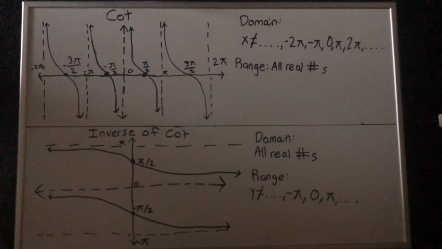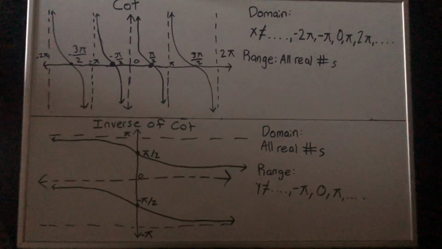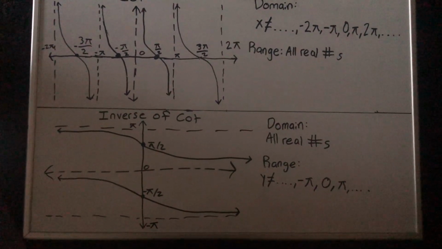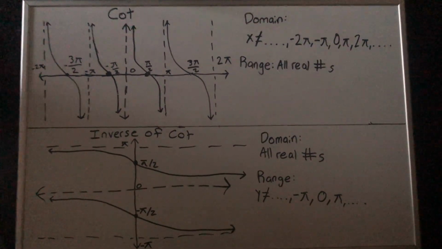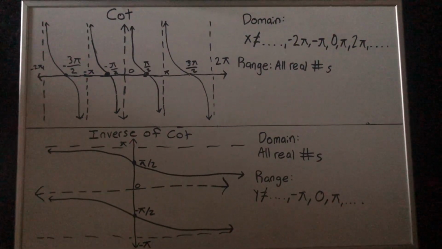For the cot graph, instead of increasing like the tan graph, it is decreasing. The domain is different, now being all real numbers but integer multiples of pi. The range stays the same, still being all real numbers.